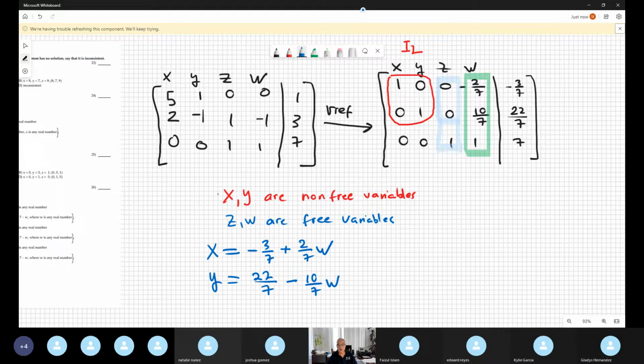Oh, no, I made a mistake. Look, sorry, this is wrong. This is the identity matrix, dimension 3. So the conclusion is wrong. X, Y, and Z are non-free, and W is the only free one. In one moment I realized, because obviously Z is equal to 7 minus W.